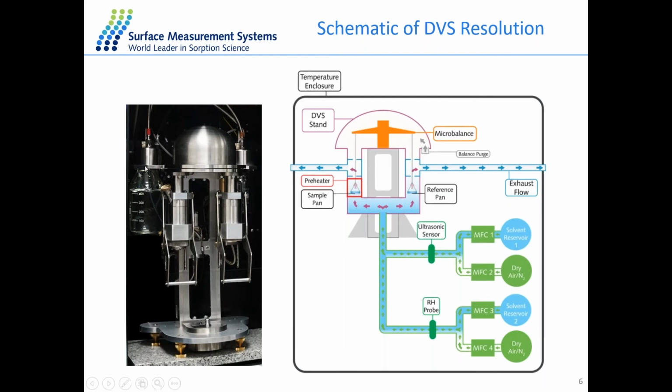As you can see, there are two bottles at the back of the system. One bottle is for the water and the other bottle for the organic vapors. The carrier gas for the system could be nitrogen or dry air. And the mass flow controllers in the system control the flow of the carrier gas and the saturated vapor in ratio to get a certain level of relative humidity or partial pressure.